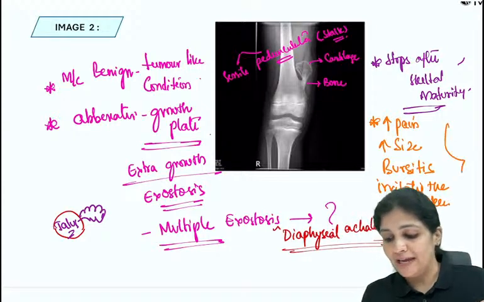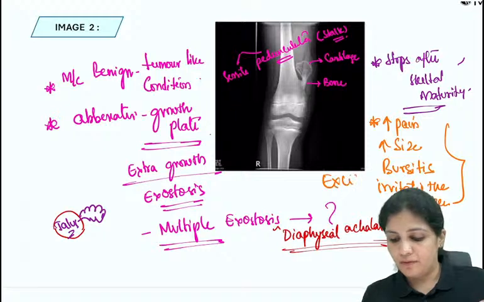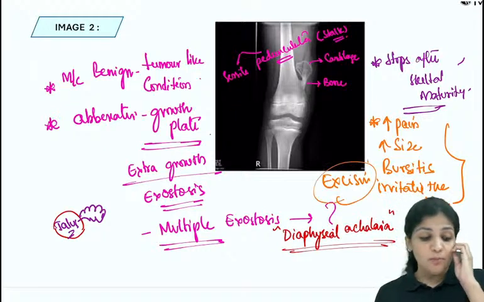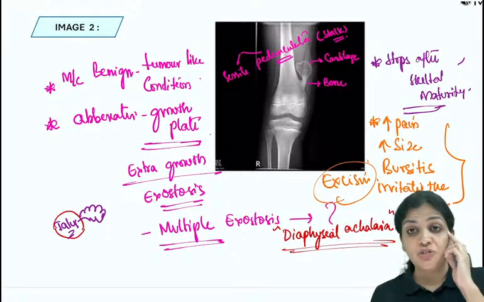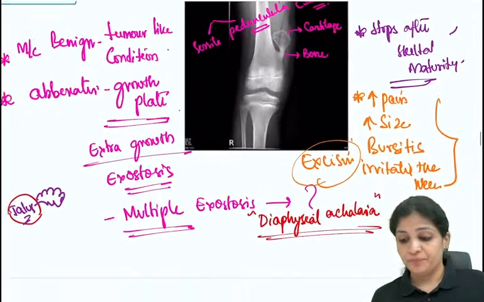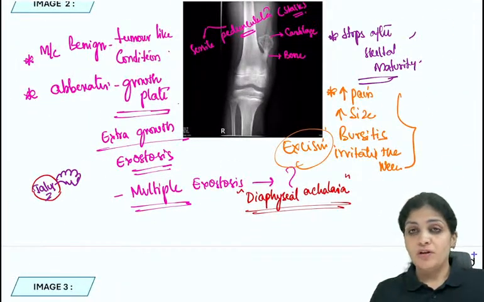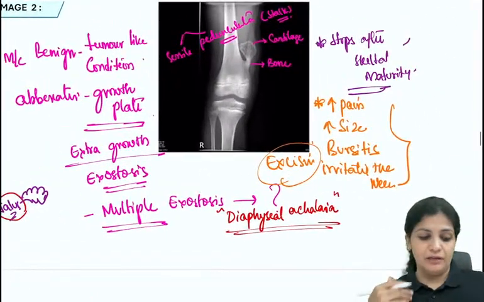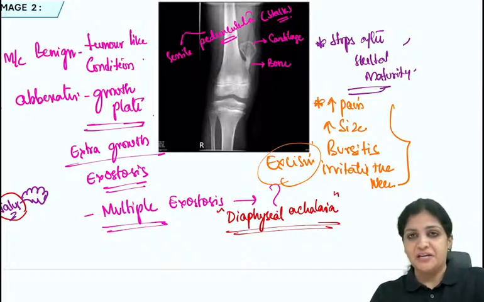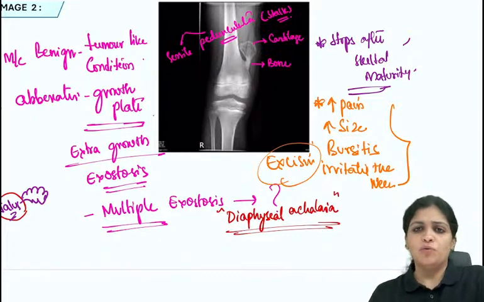then you go for excision. What is the most important condition for which we go for excision? What is the most important condition in all? Increase in pain, increase in size, bursitis, or irritating the nerve. What would be the most common reason for excision?